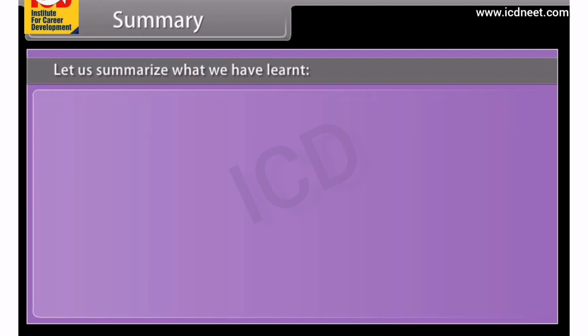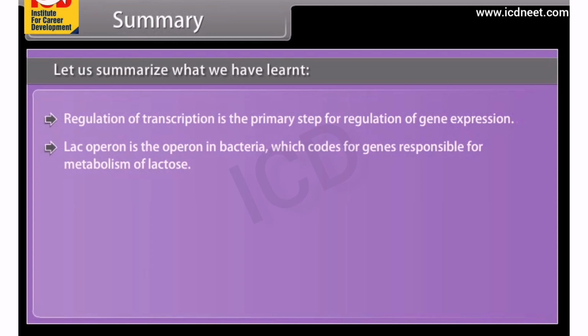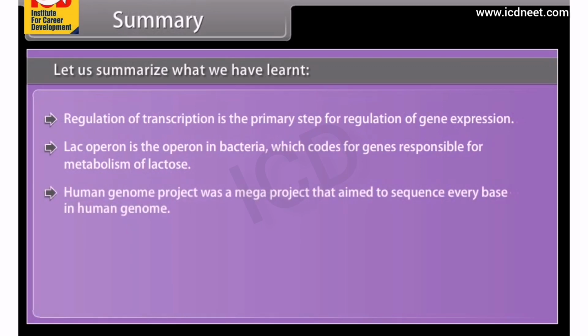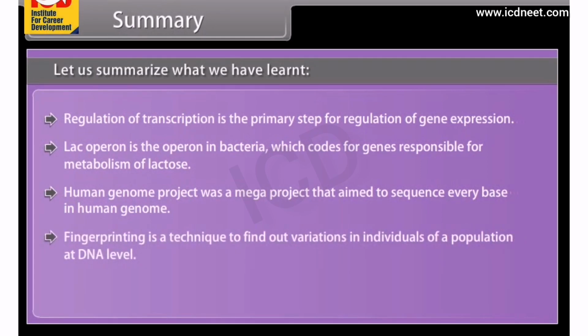Summary. Let us summarize what we have learned. Regulation of transcription is the primary step for regulation of gene expression. Lac Operon is the operon in bacteria which codes for genes responsible for metabolism of lactose. Human Genome Project was a mega project that aimed to sequence every base in the human genome. Fingerprinting is a technique to find out variations in individuals of a population at DNA level. It works on the principle of polymorphism in DNA sequences.